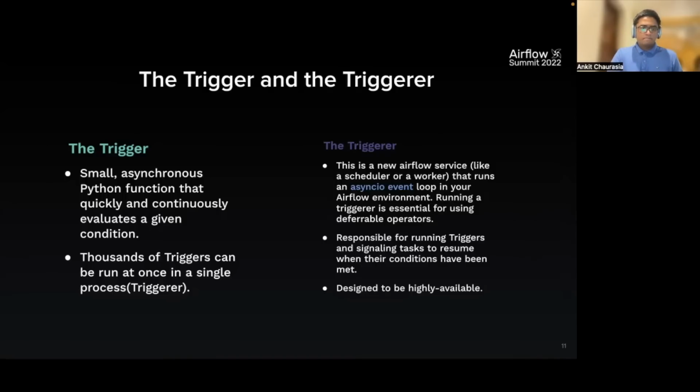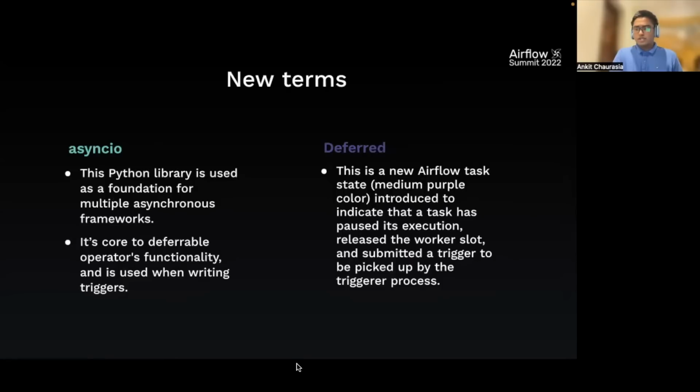So now let's move on to the next important bit, which is async IO, which I mentioned, right? Async IO is a Python library which is the foundation for multiple asynchronous frameworks. It is core to deferrable operators' functionality and is used when writing triggers.